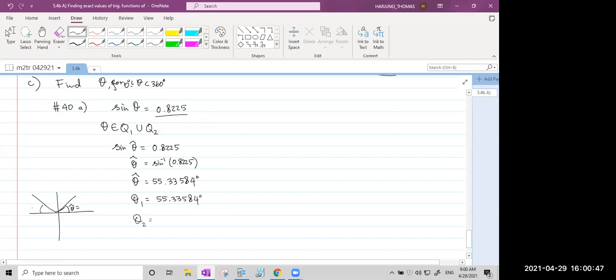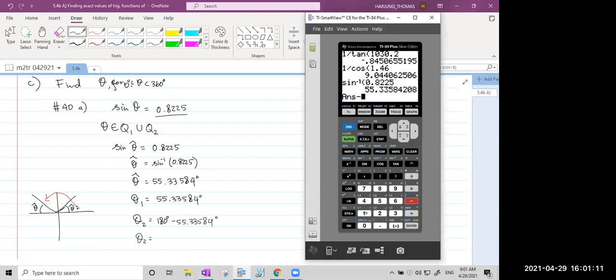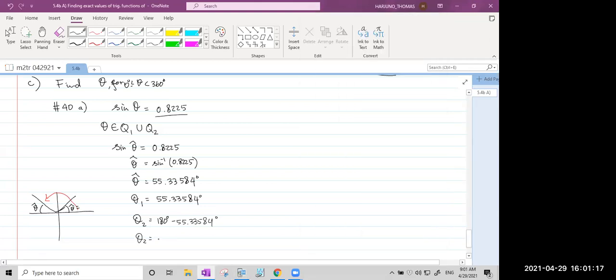Now in quadrant 2, the reference angle 55 degrees something is here. So what is the angle itself? Then it must be 180 degrees minus that number. Negative 124 something. Oh no, sorry, it should be positive 124.66416 degrees. Okay, so this is the first answer, and this is the second answer.